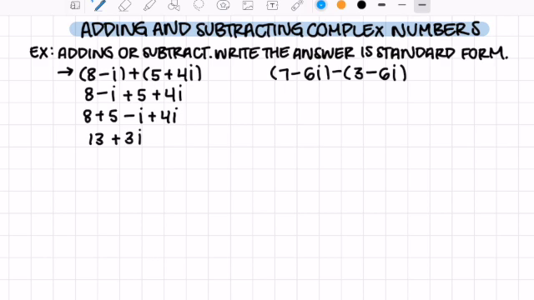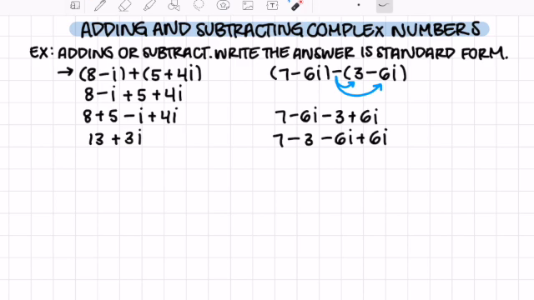For the other equation, start off first by distributing that negative sign to both terms. We get here 7 minus 6i, negative 3 plus 6i. So again, I'm going to combine the like terms together. Negative 6i goes with the positive 6i. That just turns into 0, so I can cancel these out. Now I'd be left with 7 minus 3, which equals 4. So this would be plus 0. That just gives us 4 as our answer.